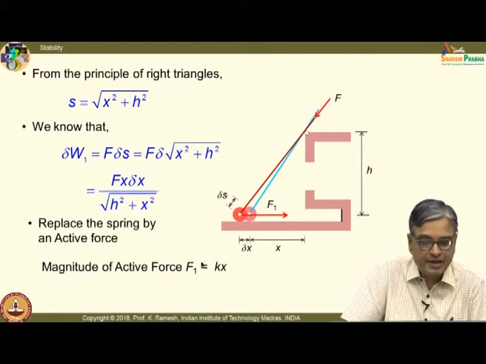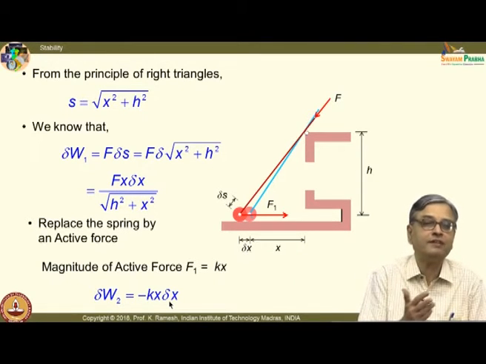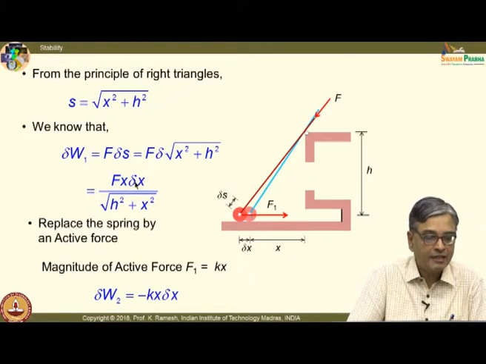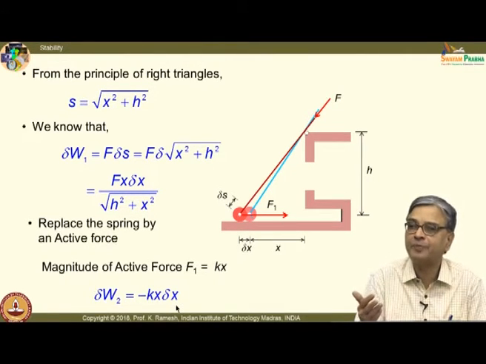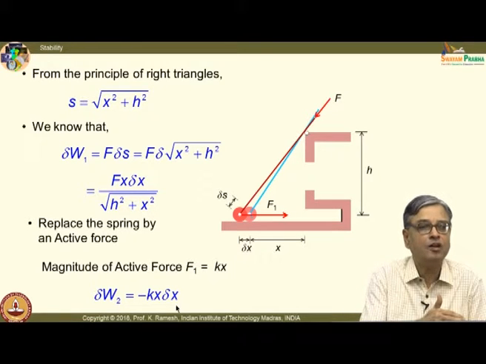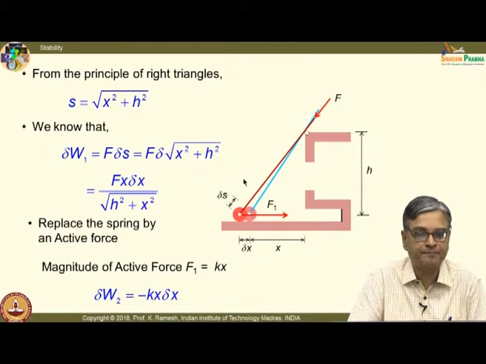So, the force still remains as F1 equal to kx. Force and displacement are in opposite direction. So, I get delta W2 equal to minus kx into delta x. So, you find the ultimate equation is same. Here when I put delta W equal to 0, I am going to get Fx delta x divided by root of x squared plus x squared equal to kx delta x. I get the same answer whether I treat spring as part of the system or replace the spring by an active force. They are one and the same.